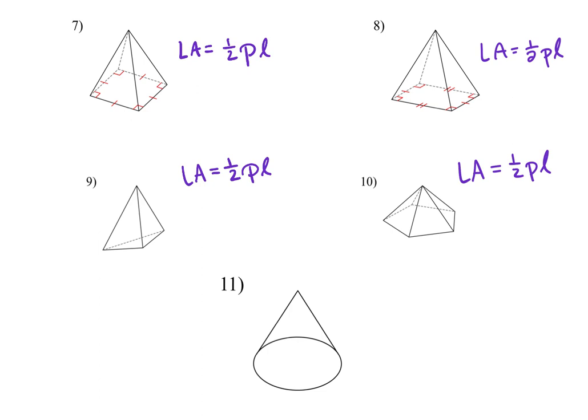A cone is also identical. Lateral area is still 1/2 perimeter times slant height, but remember, perimeter of a circle is 2 pi r. All right? So instead of just adding up your sides here, your perimeter for this guy is going to be circumference, 2 pi r. So for all of your lateral areas, you're going to do exactly the same thing for a cone. You just have to use slant height.